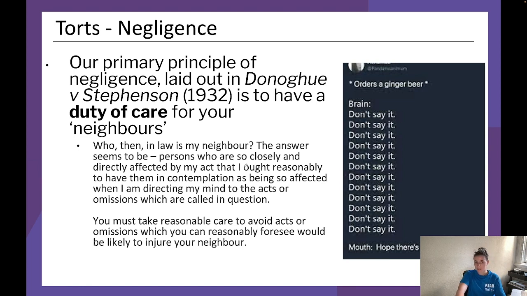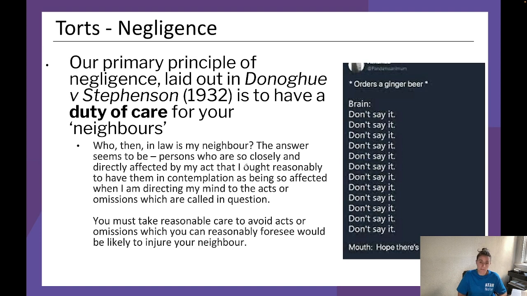This case determines that even if there isn't a contract between people, you may still have a duty of care to your neighbours. So we can see it's very 1930s, as it takes a lead from Christianity in terms of caring for your neighbours. But this is the famous section, which is: who then in law is my neighbour?